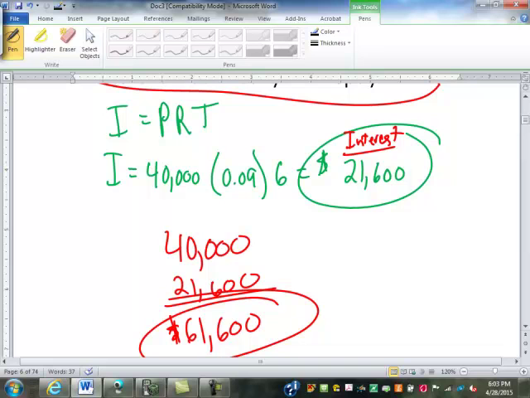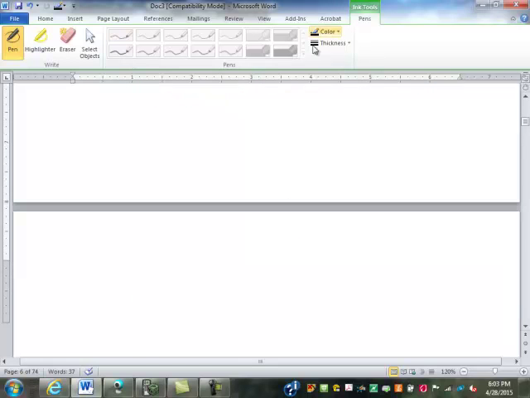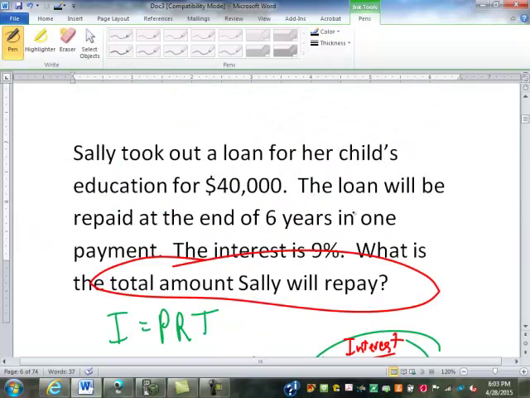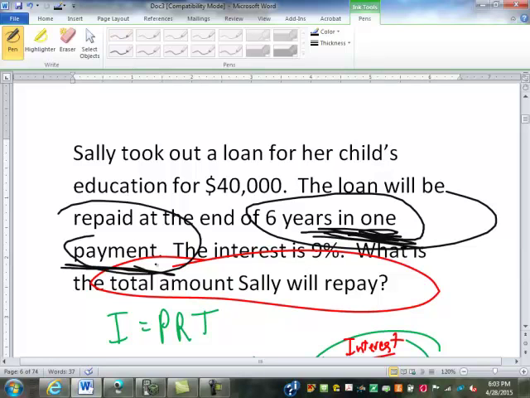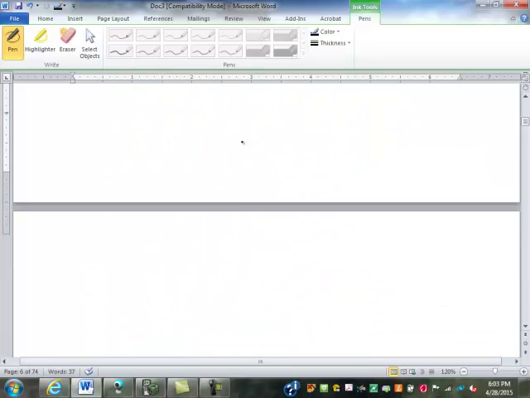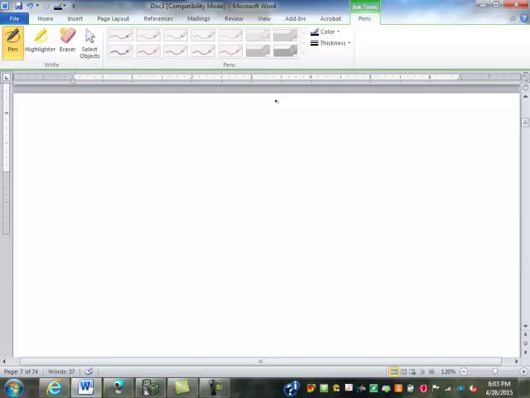Does everybody see why that was simple interest? Cool. What's that? The biggest clue here, one payment. The fact that it's one payment usually means simple interest. And it didn't say compounded annually or quarterly or anything like that with the interest rate. Otherwise, it could have been compound interest too.